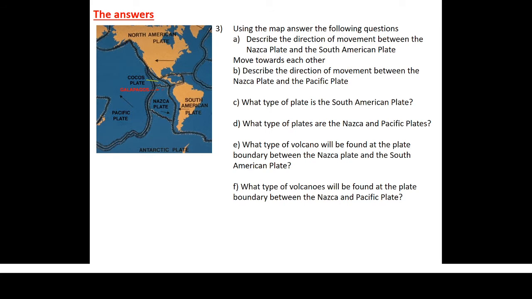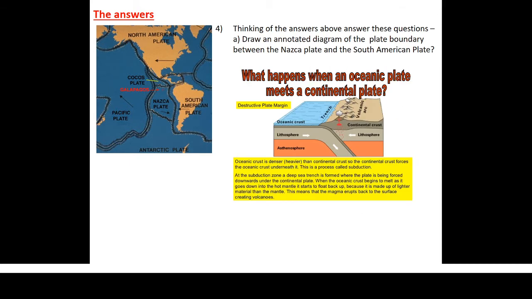Some answers. Well, the Nazca Plate and the South American Plate, they move towards each other. The Nazca Plate and the Pacific Plate, they're moving apart. You can see the arrows there. The type of plate for the South American Plate is a continental plate, landmass, and the plates for the Nazca and the Pacific Plates are oceanic. The type of volcano you'll find is a composite. It's highly explosive, and the ones that you find between the Nazca and the Pacific Plate are shield, gentle and frequent eruptions.